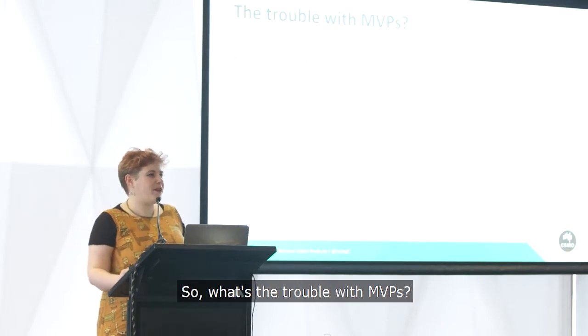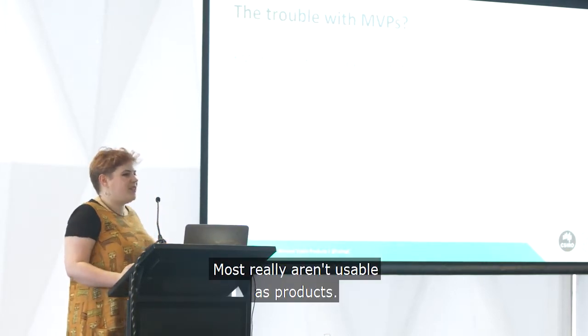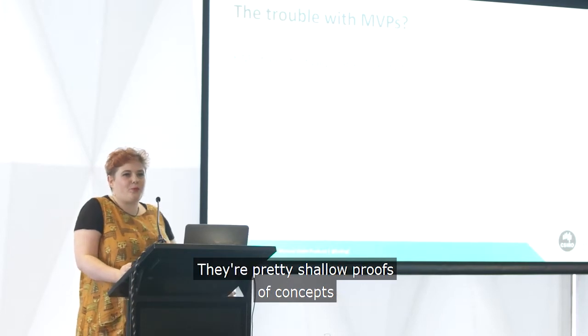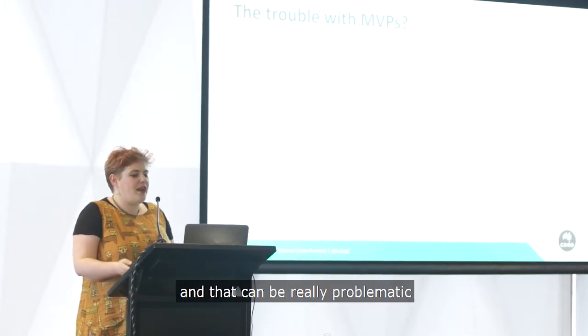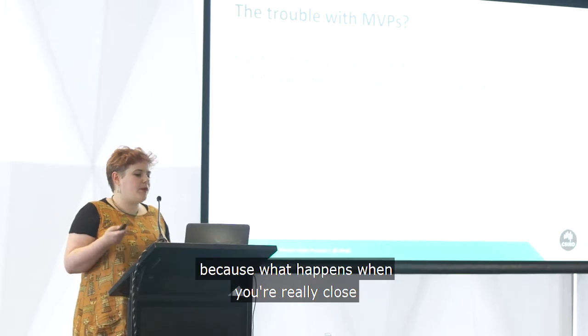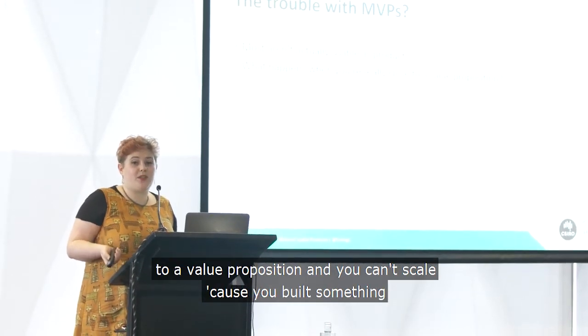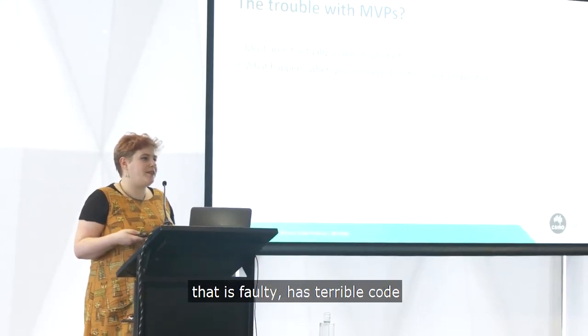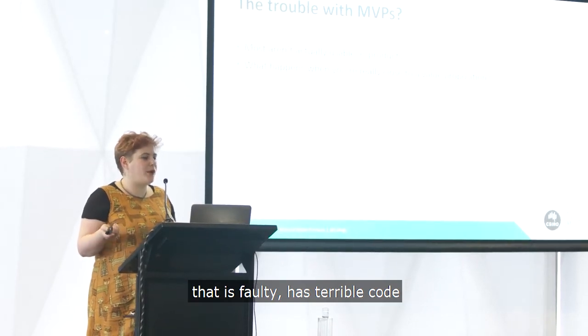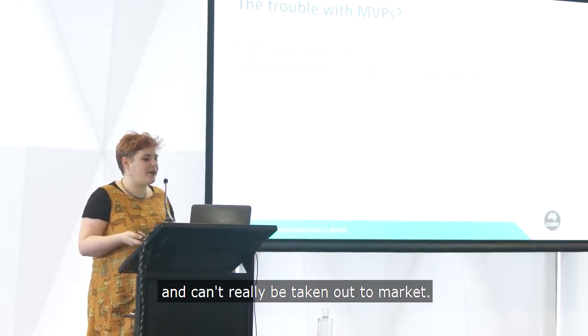So what's the trouble with MVPs? Most really aren't usable as products. They're pretty shallow proofs of concept. And that can be really problematic, because what happens when you're really close to a value proposition and you can't scale because you built something that is faulty, has terrible code, and can't really be taken out to market?